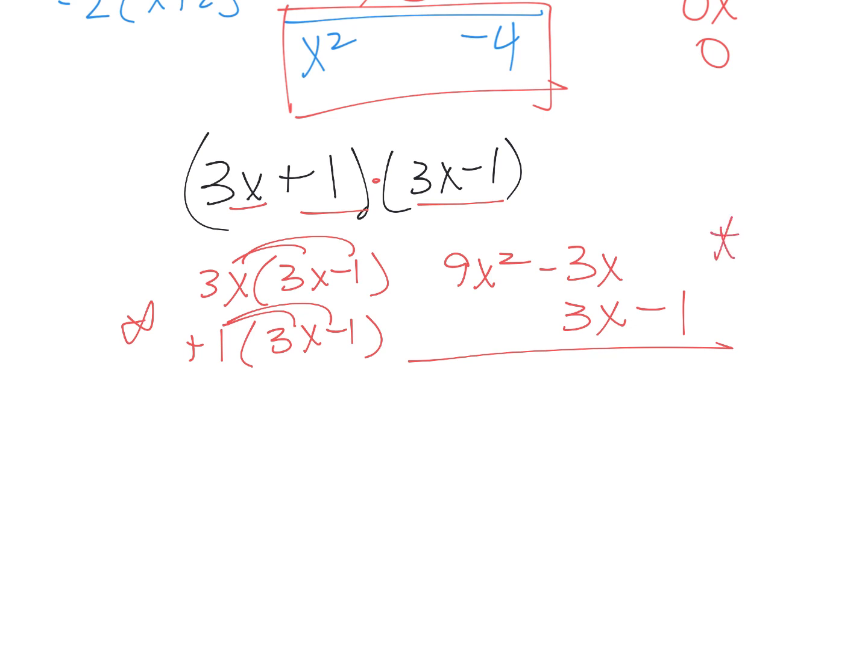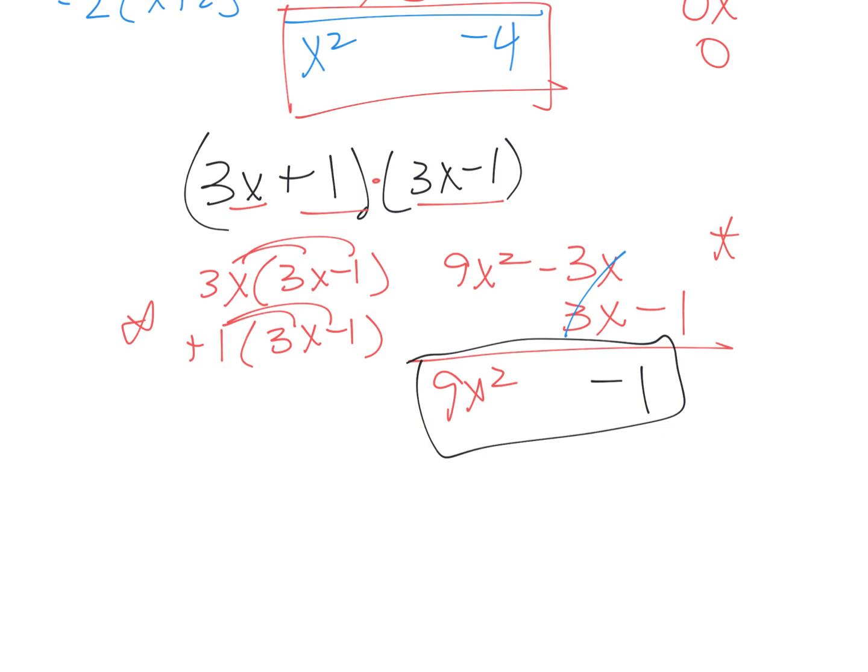Combine like terms now. So 9x squared does not combine with anything. We have a negative 3x and a positive 3x, so it becomes 0. And then we have our negative 1. And that is my answer. So today you're doing the same concept.